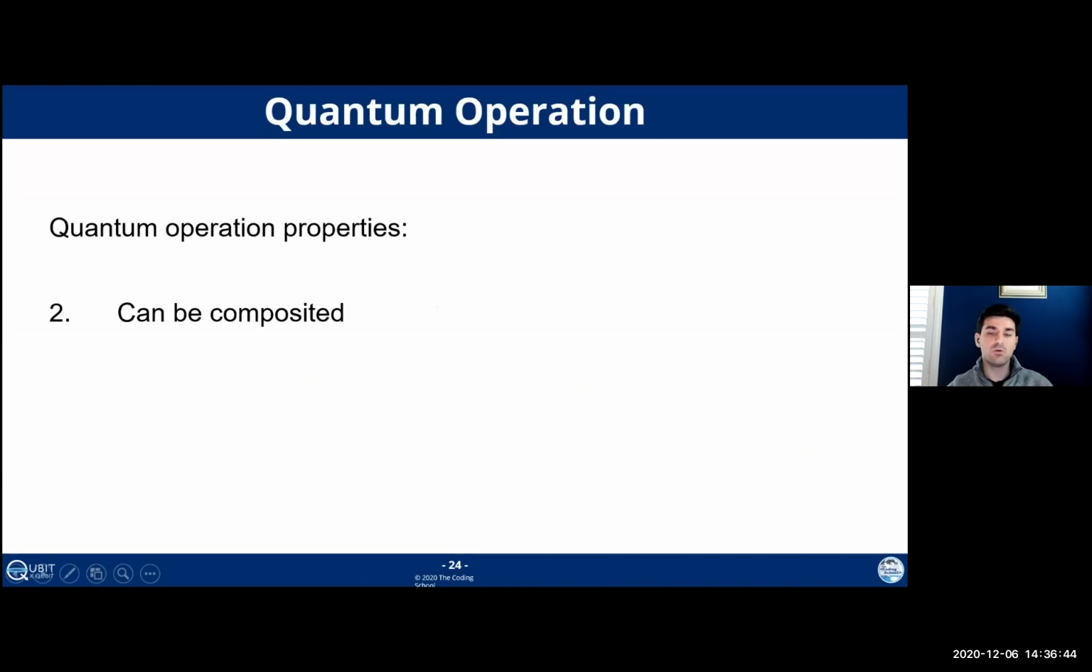Okay, so the next part is that they can be composited. So let's say we have two quantum operators now, A and B. And if I apply them to psi, I can first apply B to psi and then apply A to the result. Or alternatively, I can multiply these operators together first and then apply the result to psi.